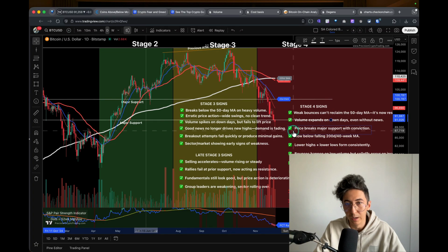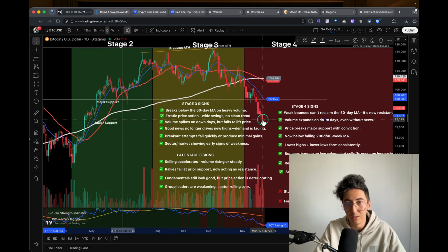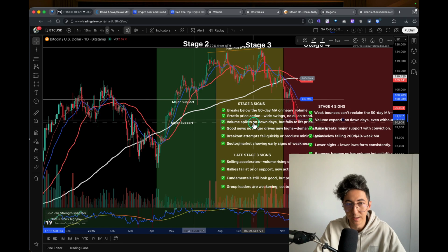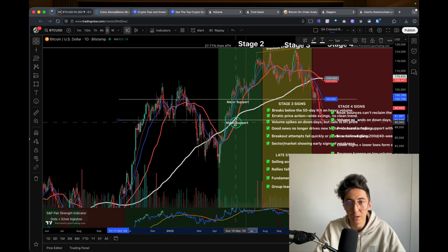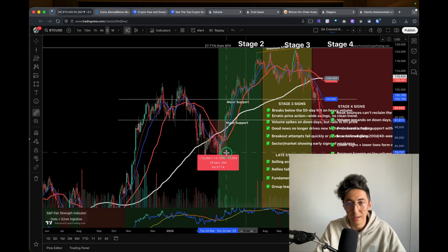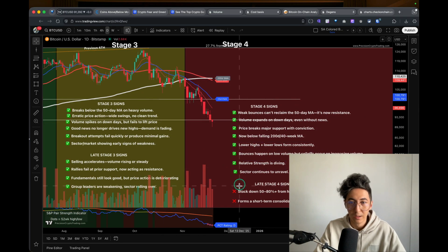That 92 area, it closed right at the 92, and today it looks like it cut through that, and that has caused an increase in volume. A lot of people are fearful because that 92 was another major support. Where do we go from here? Well, the next area is down to that 75K area, this range.